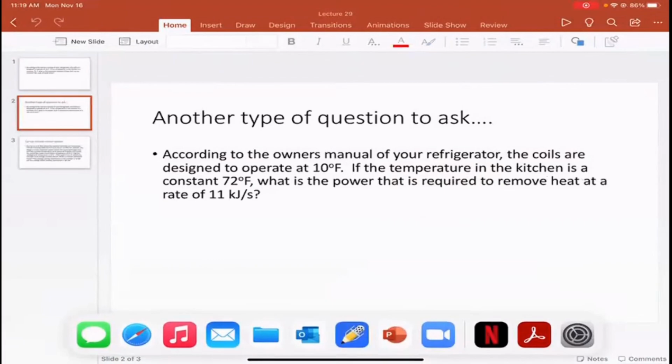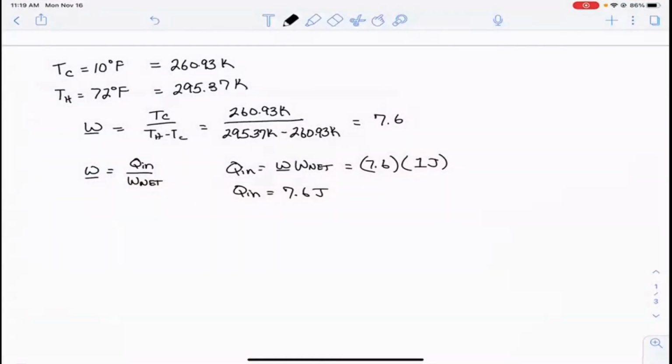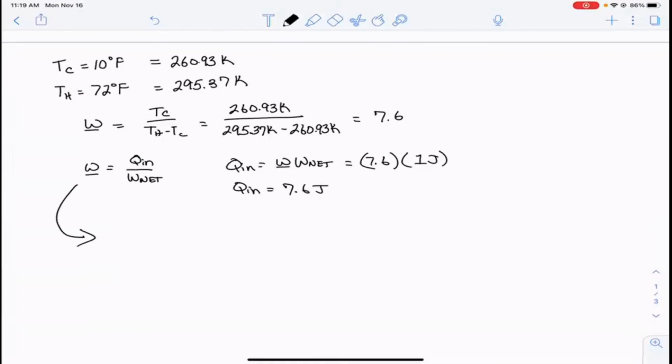And we're really just going to use the same piece of information that we did, right, and the same equation, except now we're just going to convert that equation to give us the net amount of work is just equal to the rate that we are removing heat from the system divided by the coefficient of performance.